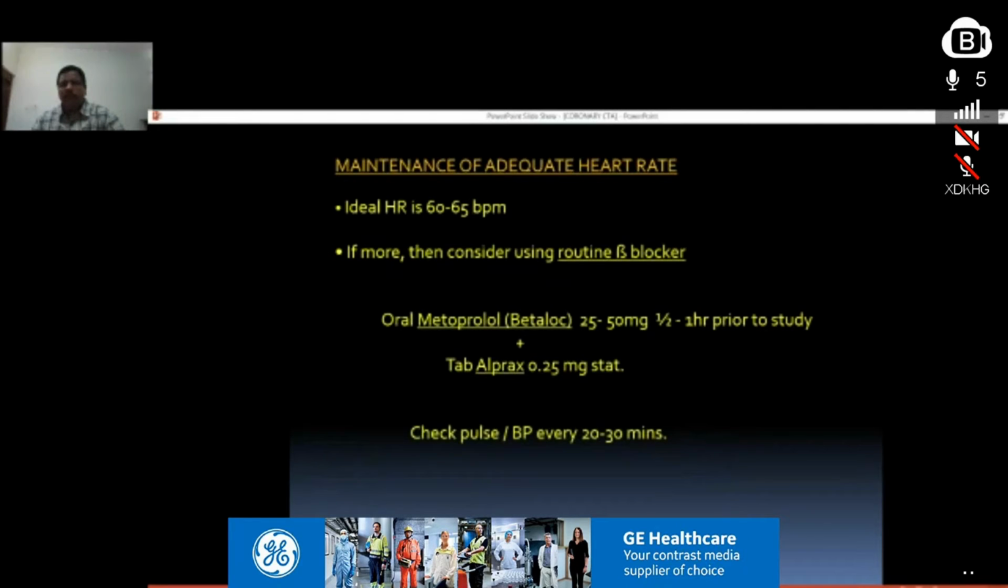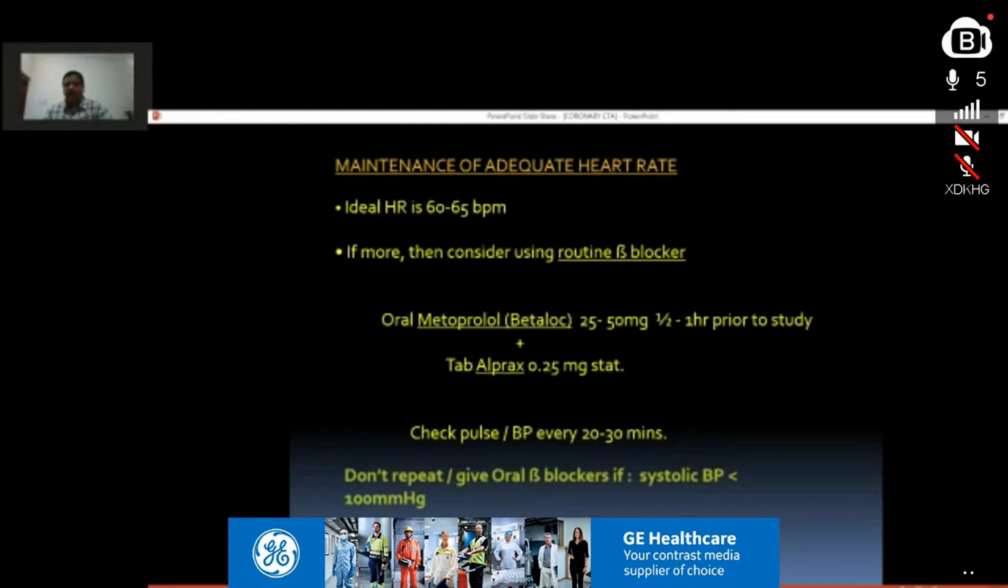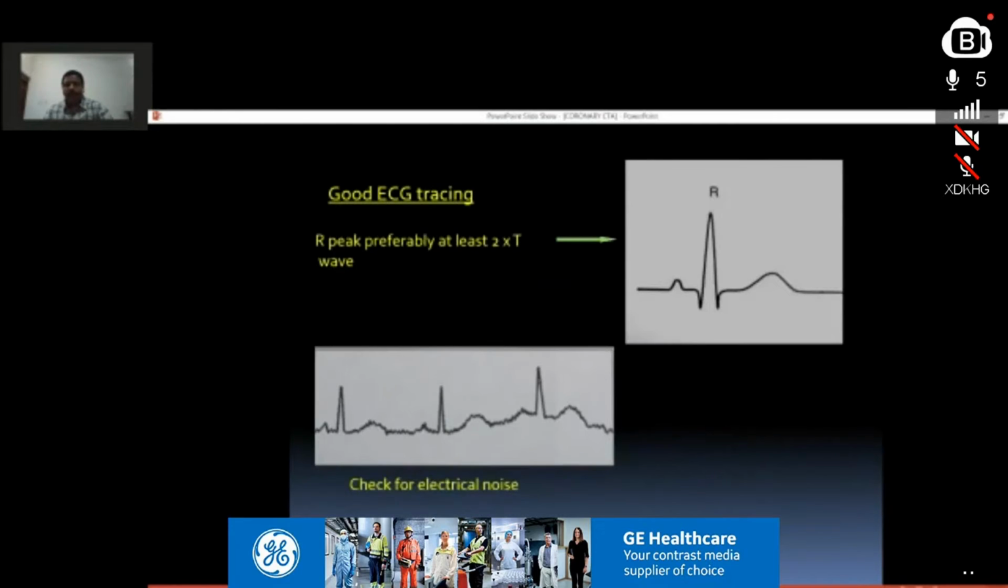If you think it is more, then you can give a routine beta blocker. In our practice, we usually use 25 or 50 milligram of metoprolol. You can add an Alprax to it just to reduce the patient's stress, and you should always check the pulse and BP after 20 to 30 minutes. Please remember, do not give beta blockers if the systolic blood pressure is less than 100. And you must counsel the patients about the procedure that you're going to do.